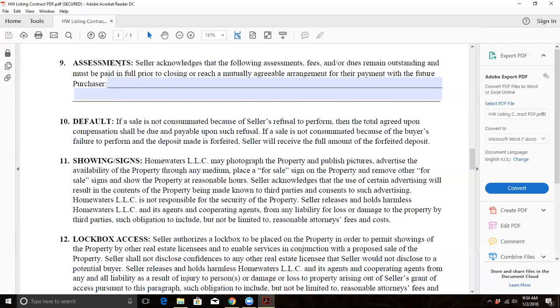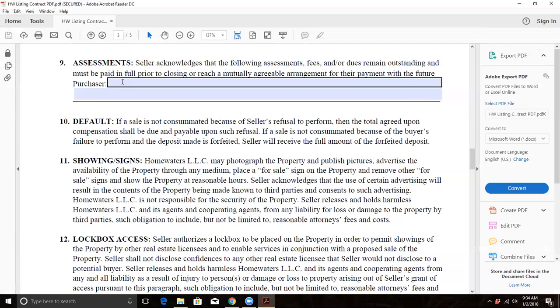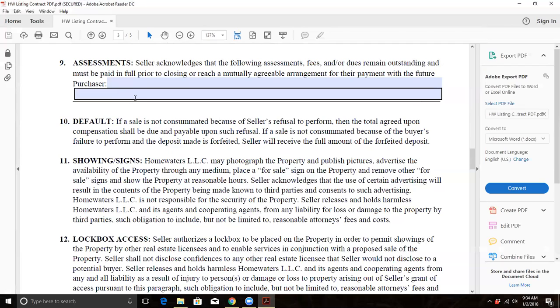I think it might have a yes or no that there are assessments. I want to know what they are when I'm listing this property. If you know there's a 10-year fee, $200 a year for the next 10 years, I want to know about that when I'm listing the property. So we're asking them for that information at the time of the listing.